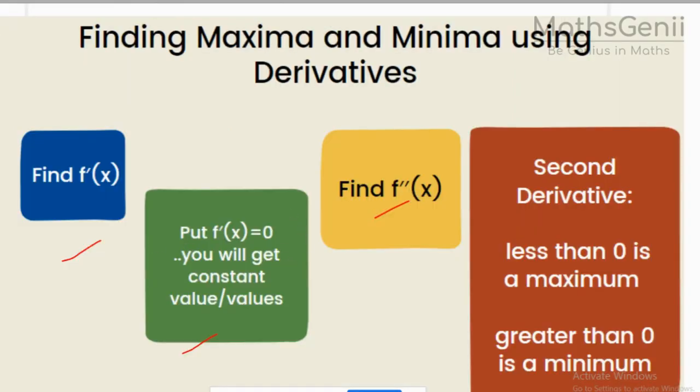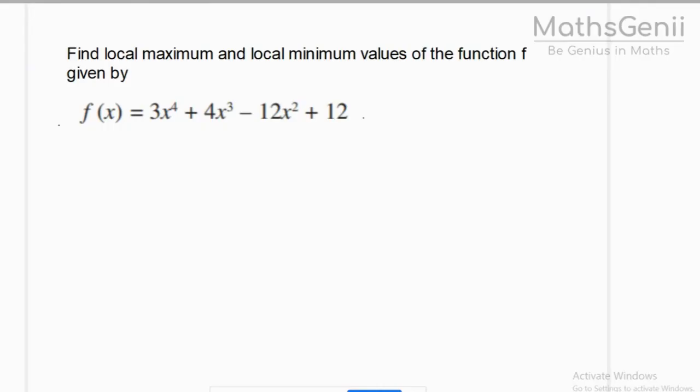Then you find f double dash, and then you check the answer of f double dash. If the answer is less than 0, then the point is maxima. If it is greater than 0, then the point is minima. So we are going to see the questions, don't worry. Find the local maxima and local minima of these points.